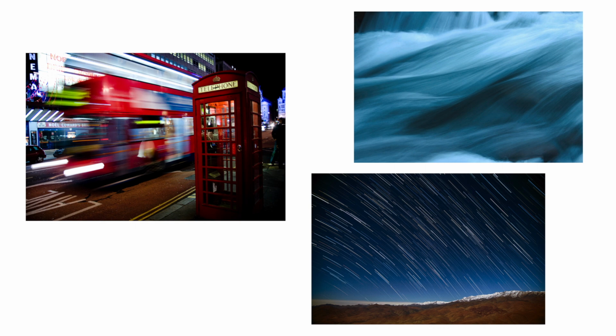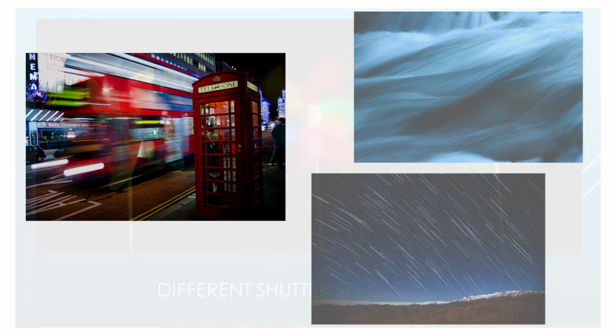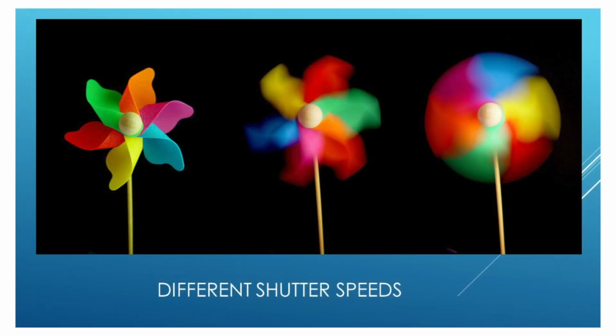Whether it's a fast-moving action scene in a movie or flowing water, or low light shooting, knowing how to set your shutter properly can help you achieve the precise look that you want. Generally speaking, slowing the shutter speed more will add more motion blur to whatever it is you're shooting.